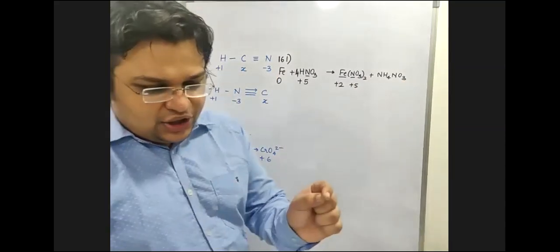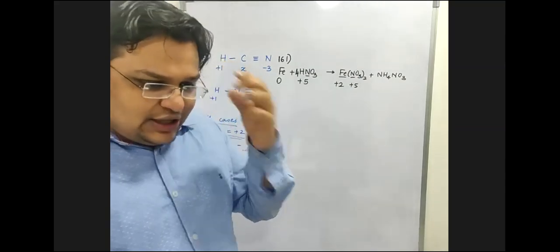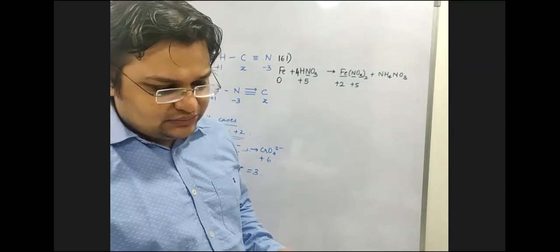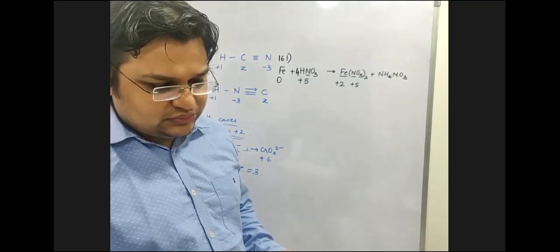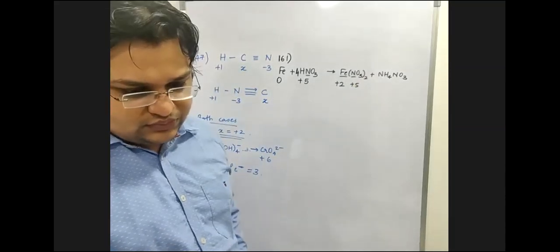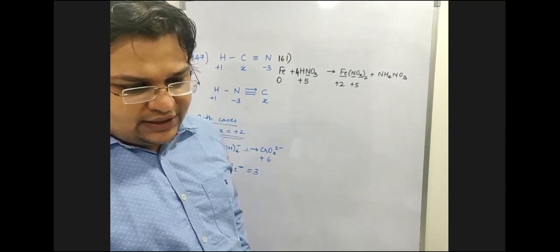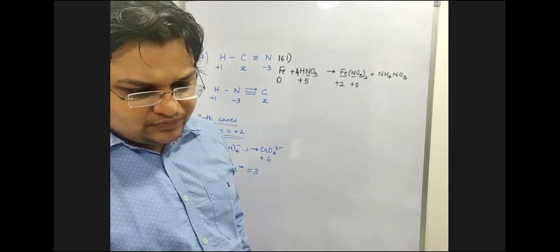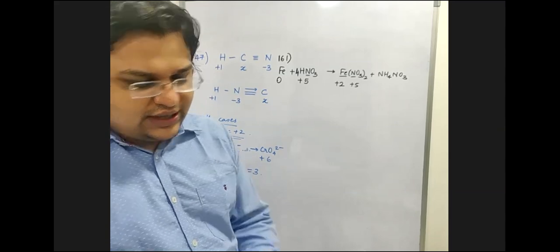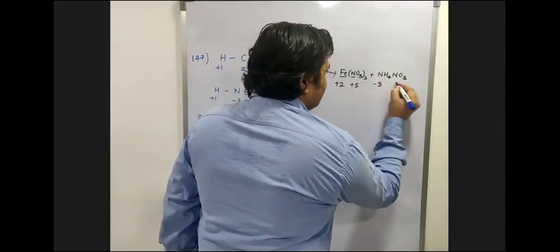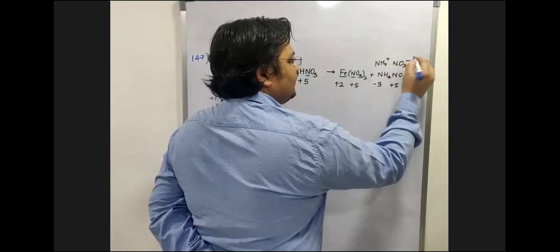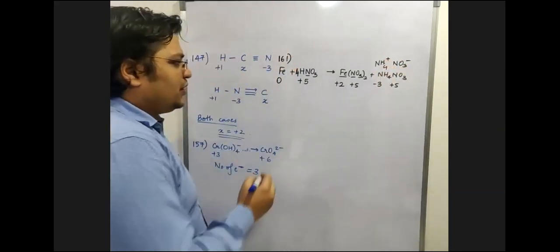NH4NO3, if you remember, you can break into two parts. NH4 1 plus, NO3 1 minus. You can break into two parts, guys. NH4 plus, NO3 minus. ठीक है? तो NH4 plus में कितना हो जाएगा? Can I say -3? और इसमें कितना हो जाएगा +5. Now look over here. What is the change in Fe?